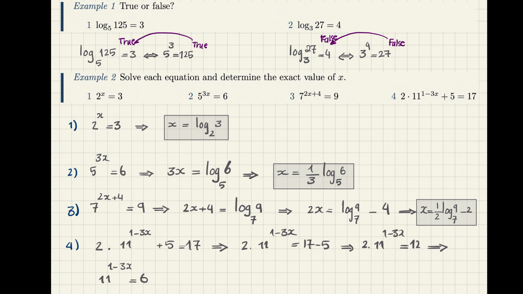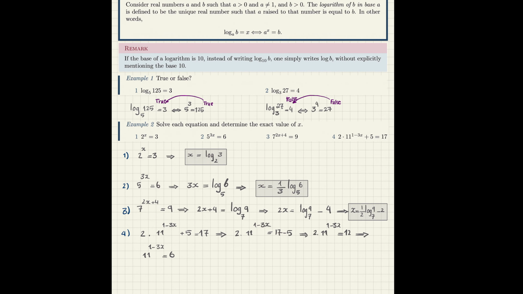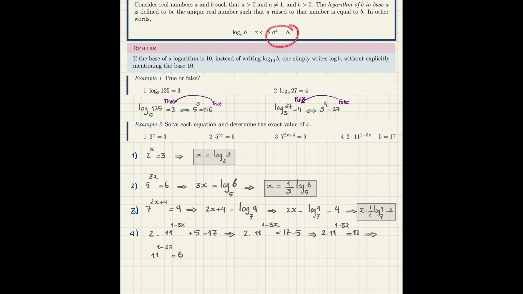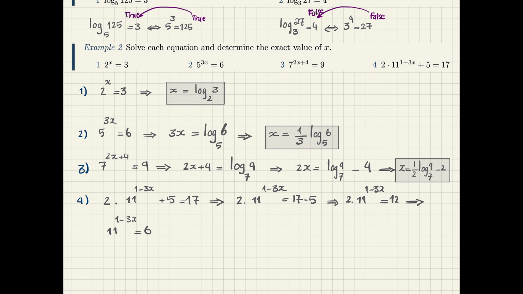Now this is exactly comparable with this equation, as you see. 11 is playing the role of this a, 6 is playing the role of b, and this whole exponent is playing the role of my exponent. So immediately I can conclude that what I have in the exponent is the log with the same base 11, but in front of the log I put 6.